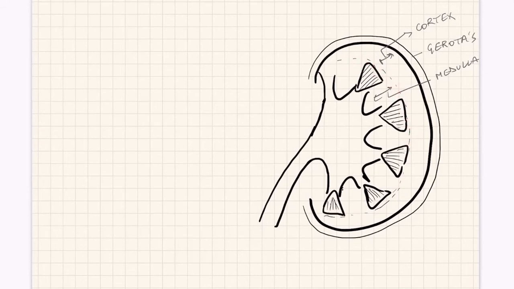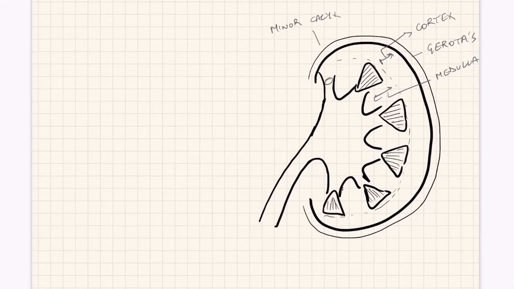Now this is actually a renal pyramid. Renal pyramids are triangular structures. There are about 8 to 10 pyramids in each kidney, which drain into your minor calyx, then your major calyx. I'm going to write these. Minor calyx, which is this one, this portion.